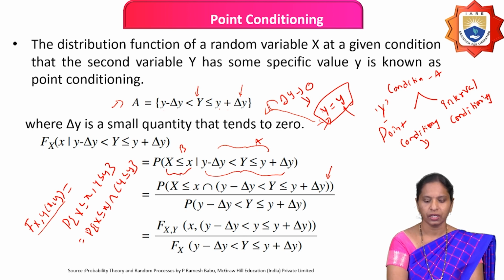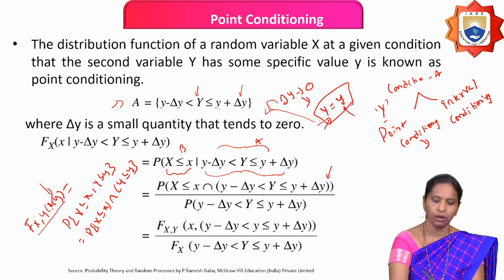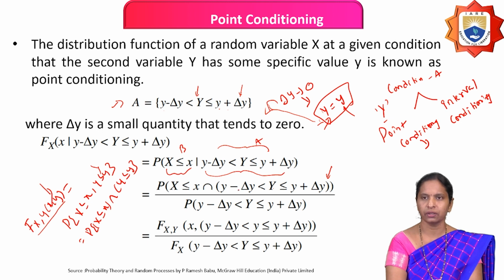So here, what are the two random variables? One is X and the other random variable is Y. Therefore, I can define this as the probability of the joint event. This can be written as the joint distribution function Fxy. What are the two random variables here? X and Y. So Fxy of x, where X less than or equal to x is nothing but x. In place of y, what do I have here? In place of y, I have y minus delta y less than or equal to y plus delta y.